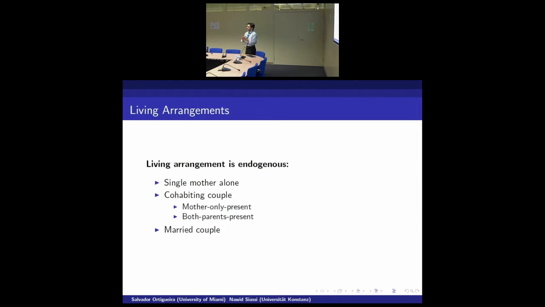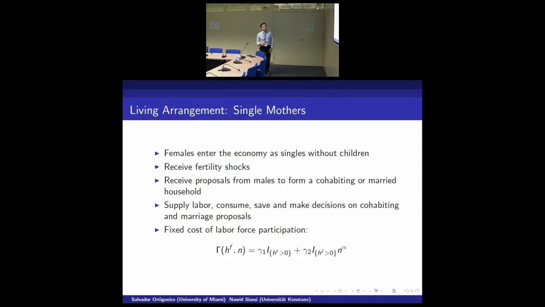If they say yes, they form the family, they join the assets they have, and they make joint decisions. If they say no, they keep on going as single. Okay? This is the way we do it. So females enter the economy as singles without children. They receive the fertility shocks. They receive proposals from males to form cohabiting or marriage decisions. They say yes or no.